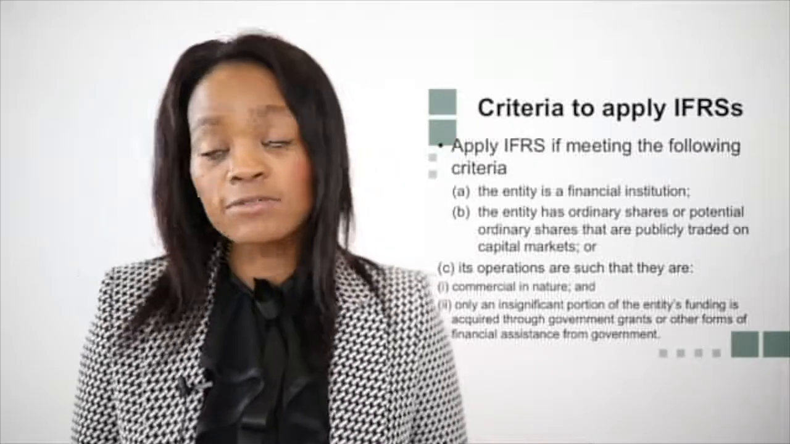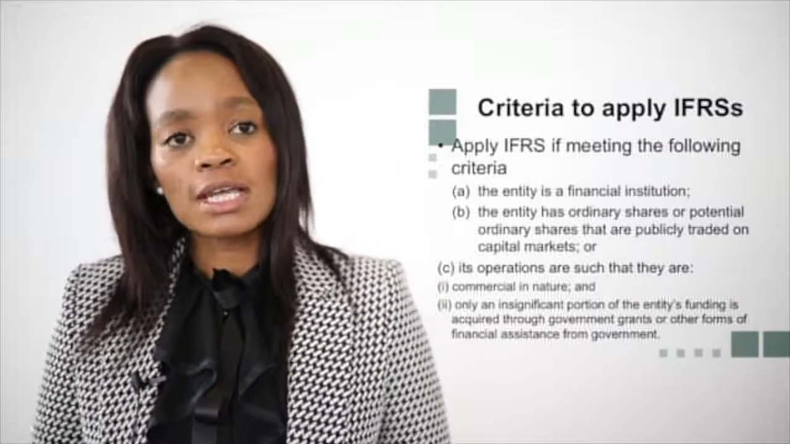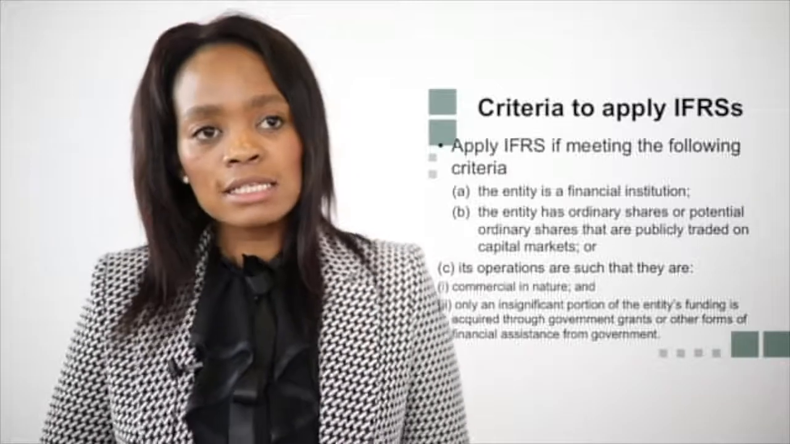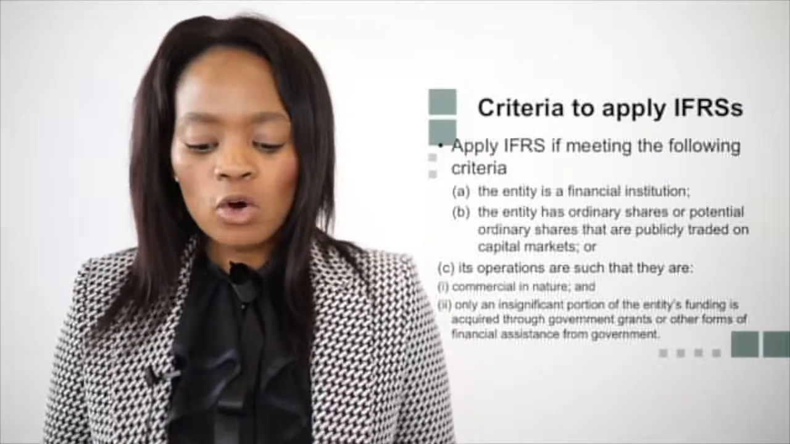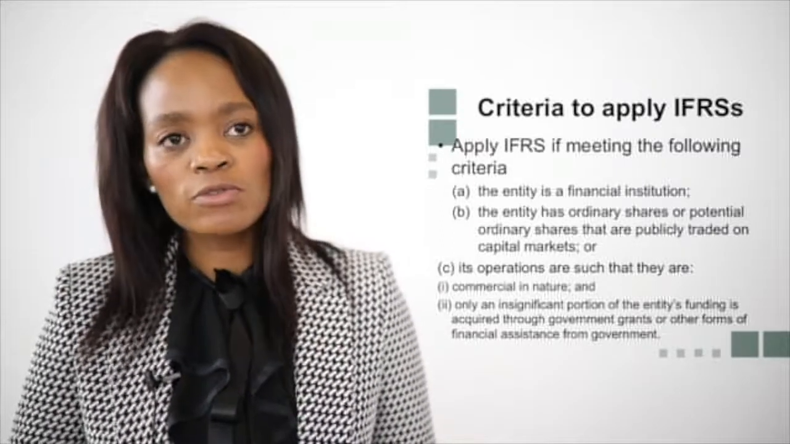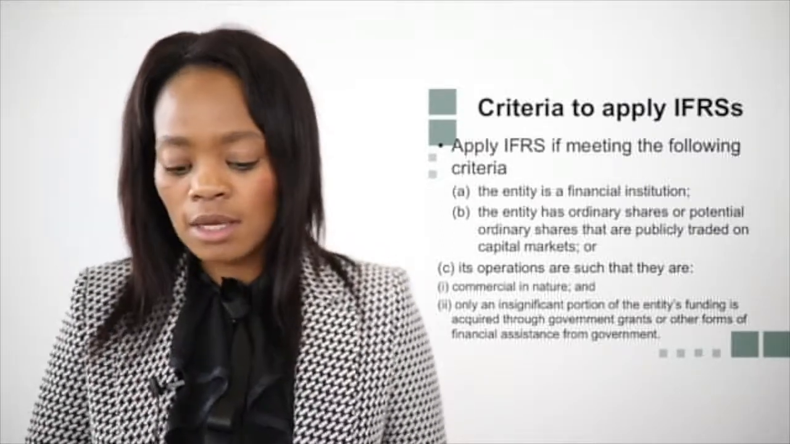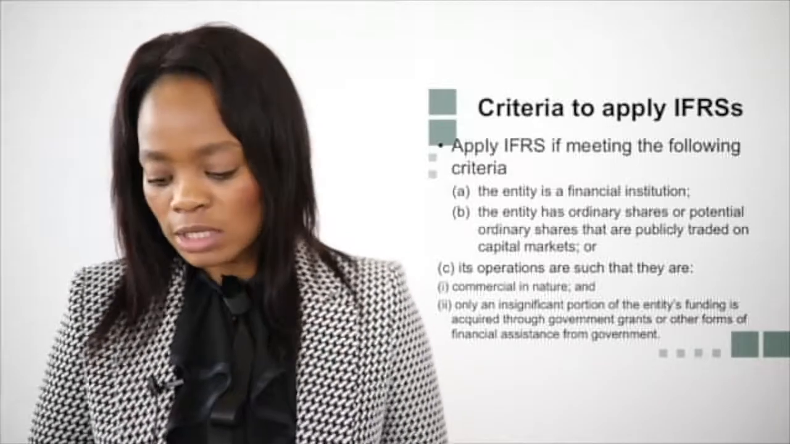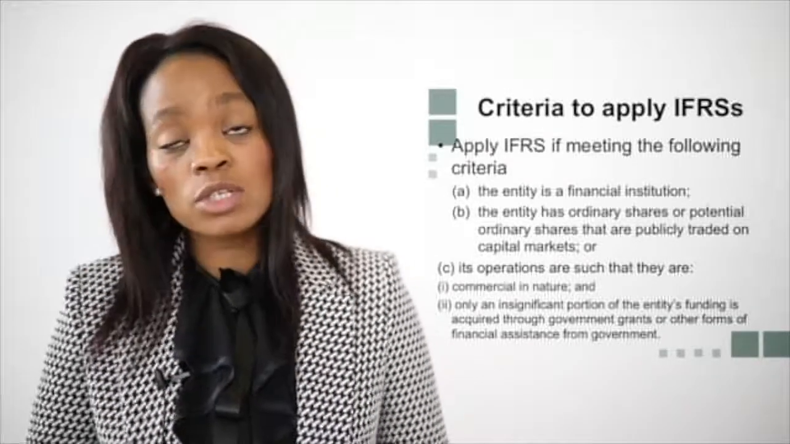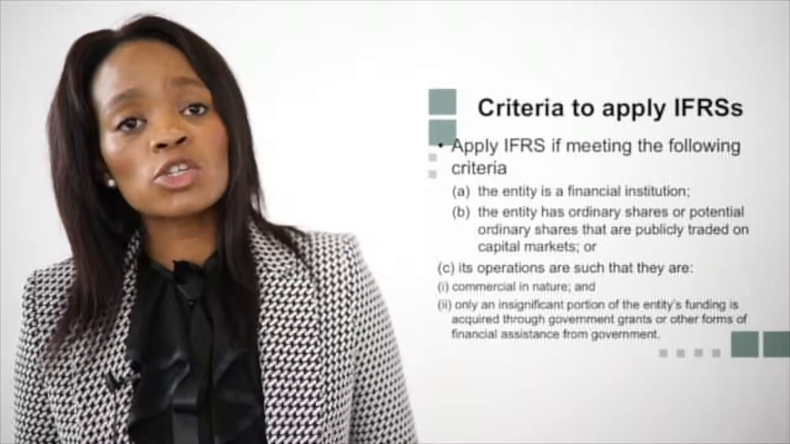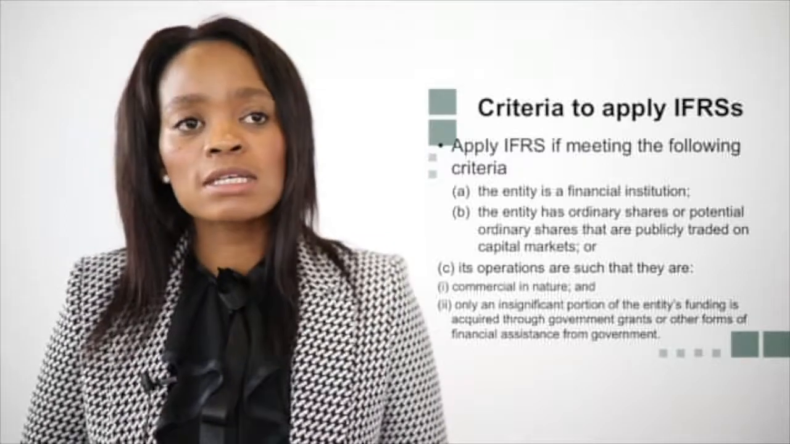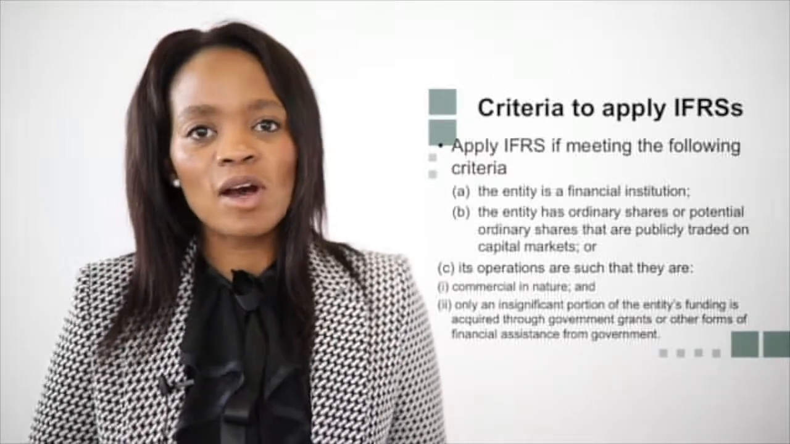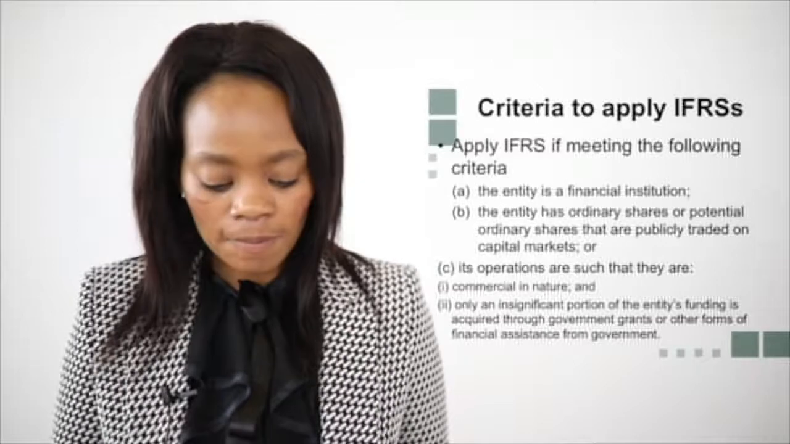Although the directive does not define what we mean by operations that are commercial in nature, it does, however, provide a description which goes as follows: entities would need to consider whether their overall financial objective is to provide goods and services to generate profits. So in making the assessment, an entity must look at what is its overall financial objective. Are they there to provide goods and services to generate profits, or is their financial objective related to achieving certain service delivery objectives? So this directive would only cover those entities whose operations are commercial in nature.